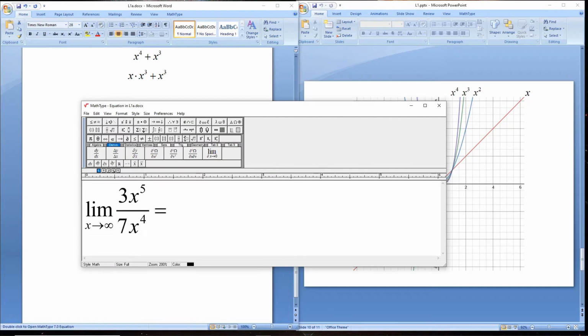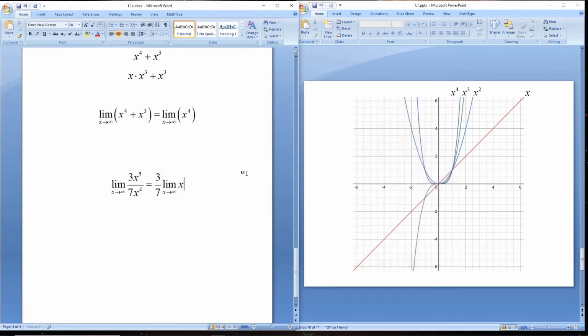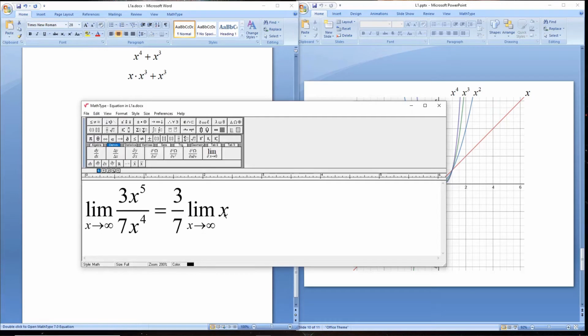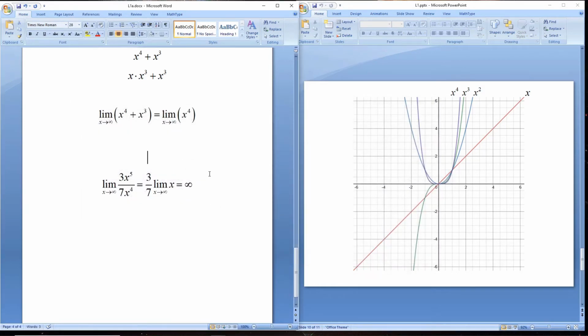And now we can do some simplifying on this. So 3/7, that's a constant. So we can pull that outside the limit. And x to the fifth divided by x to the fourth is x. And what is the limit of x as x goes to infinity? Well, that's the red line here in the graph. Well, that does go to infinity. Now, the answers in this section of the homework are going to want infinity for these answers.